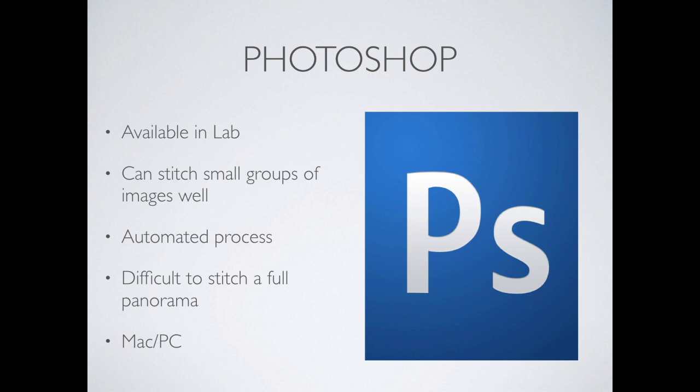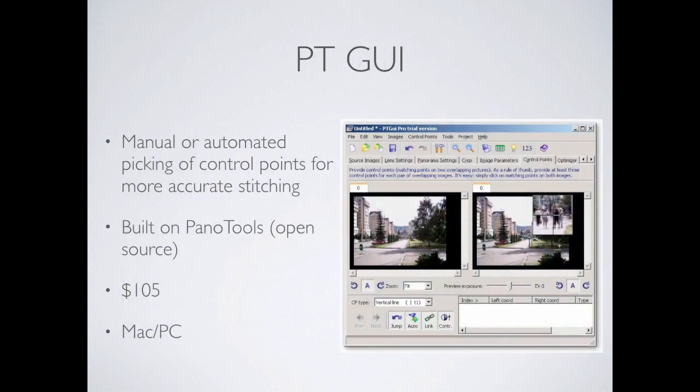It's completely automated, so all you have to do is sit back and let it go, which is nice. But it is difficult to stitch the full panorama. If you want to stitch the full 360, both vertically and horizontally, it's a little bit on the challenging side. So there's a couple other options.